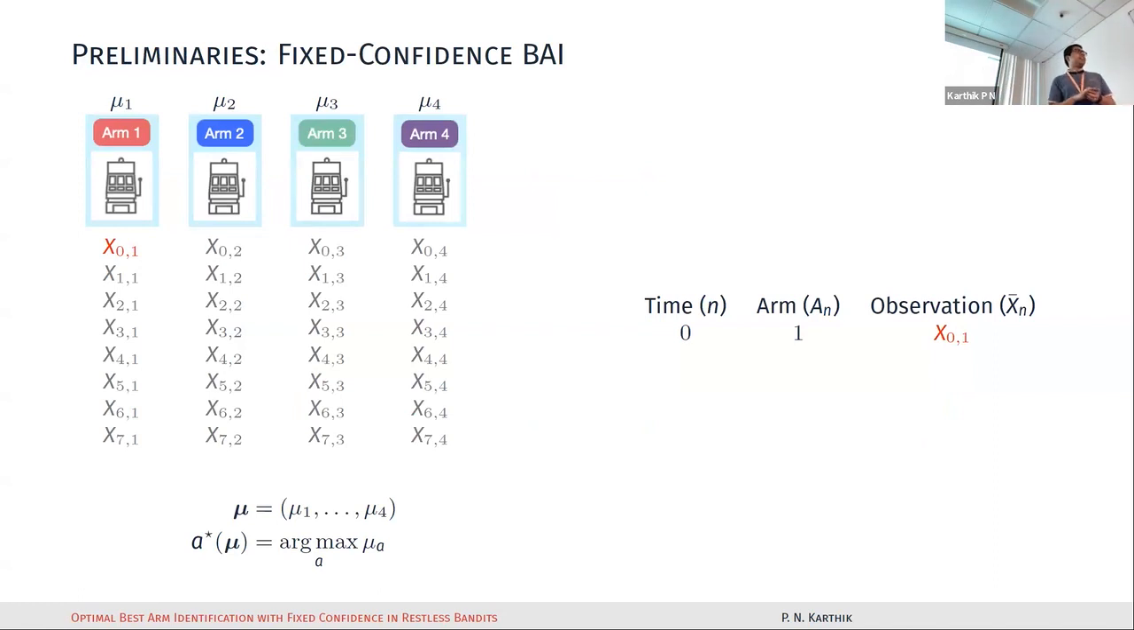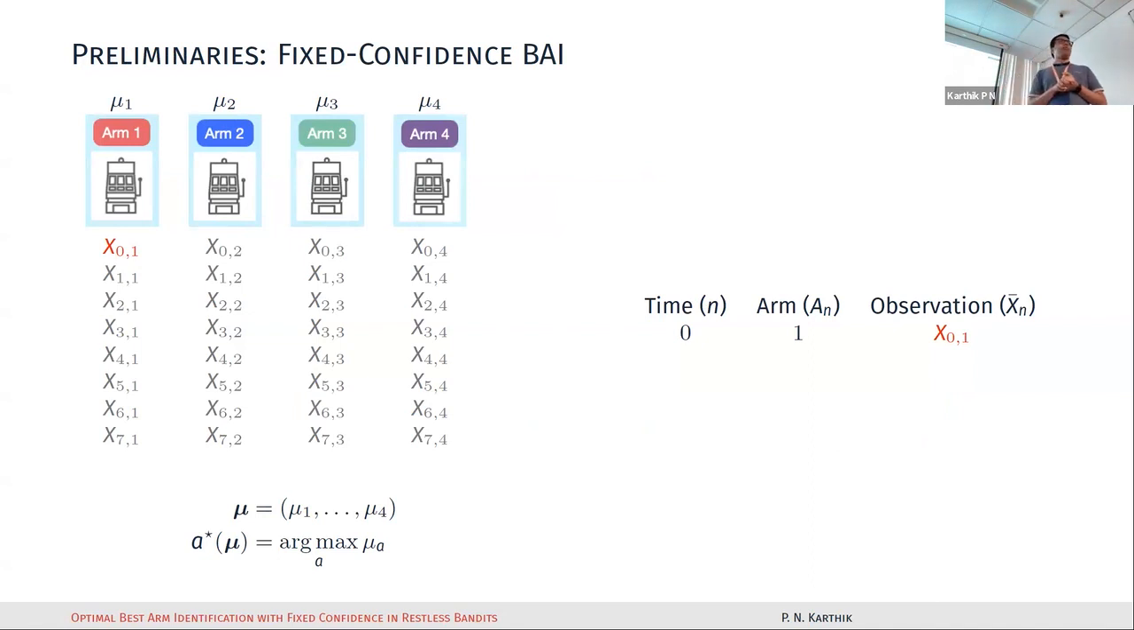So I'll start with fixed confidence BAI. I'm sure most of you already know the setup. I just want to quickly go through some basics and highlight a few things that I will be using towards the second half of the talk. Okay, so fixed confidence BAI.